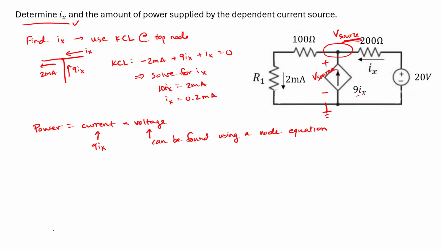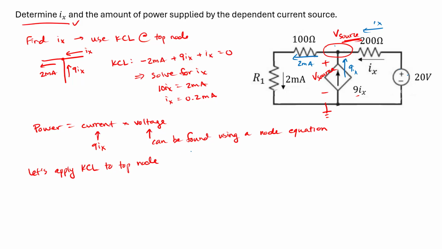So in this case, let's go ahead and apply Kirchhoff's current law to our top node. So here, we can assume we've got 2 milliamps leaving. We have 9Ix entering, and we also have Ix entering. And we can also write our voltage in terms of V source. We can say that Ix is (20 minus V source) over 200. So we'll use that as well.